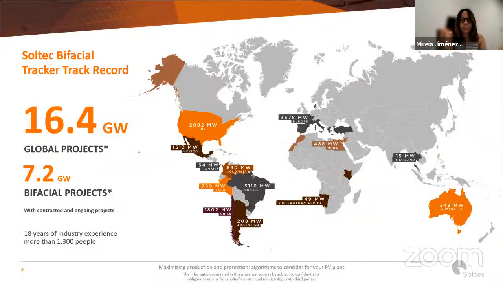Soltec is a leading solar tracker manufacturer. At this moment, we have more than 16 gigawatts of trackers with contracted and ongoing projects, and we are developing our own projects all over the world. We have more than 1,300 people working at Soltec and also its subsidiaries, and we have offices all over the world.